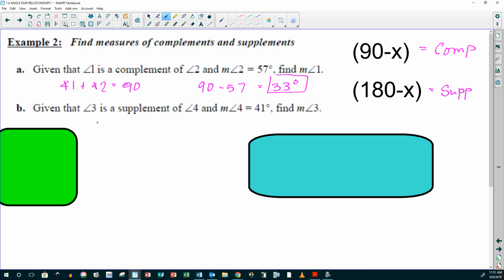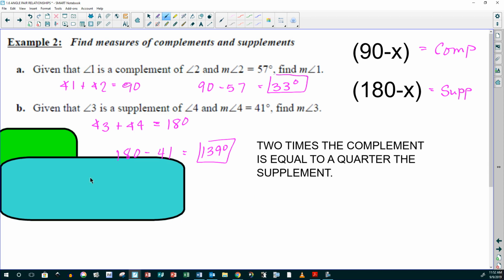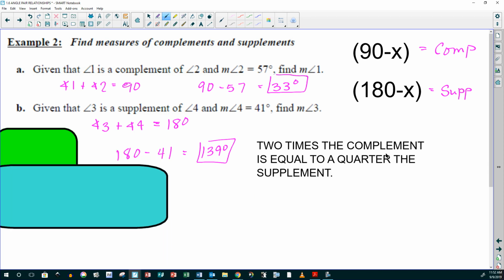Same thing for supplement. Angle 3 plus angle 4 equals 180. So 180 minus 41 is equal to the supplement, 139. So what I have here is an example of a word problem talking about complements and supplements. So 2 times the complement is equal to a quarter the supplement.